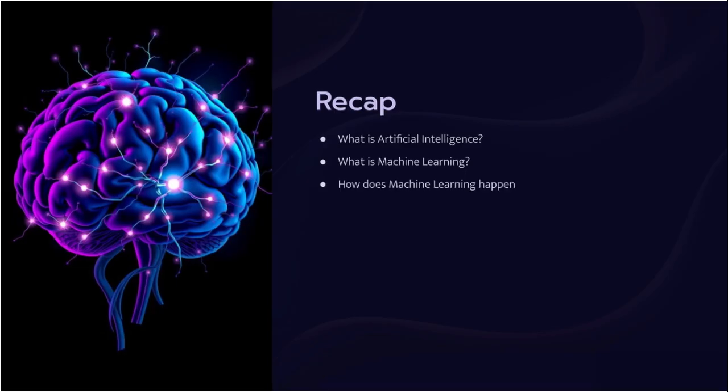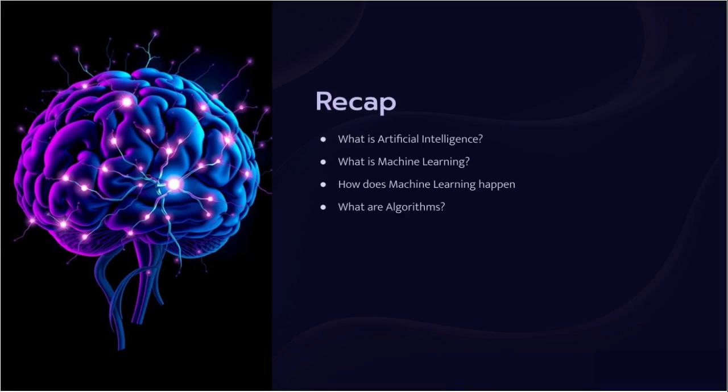So, let's do a quick recap. We started by understanding artificial intelligence, how machines can simulate human intelligence. Then, we explored machine learning, a key branch of AI that enables systems to learn from data and improve over time. We also discussed how machine learning happens, breaking down the process of training models using data.